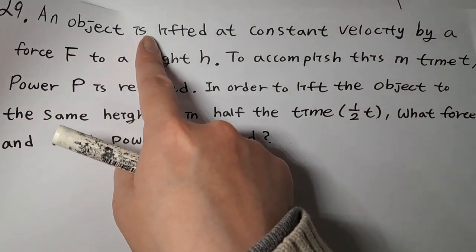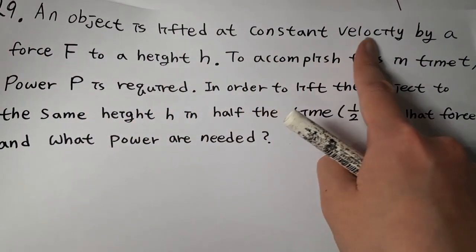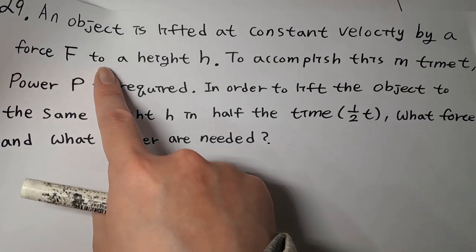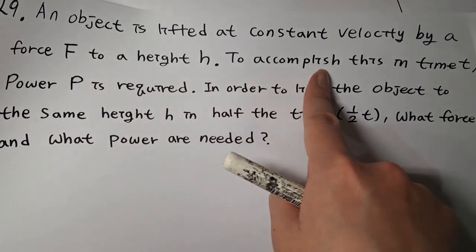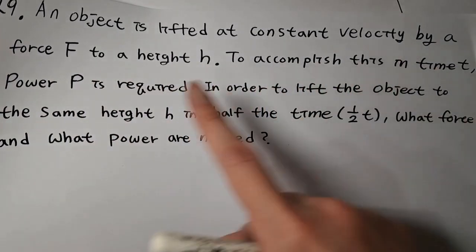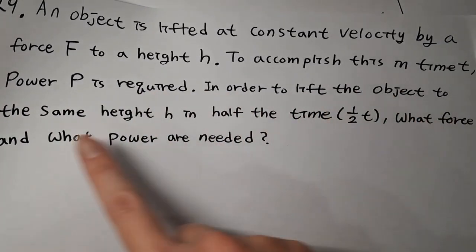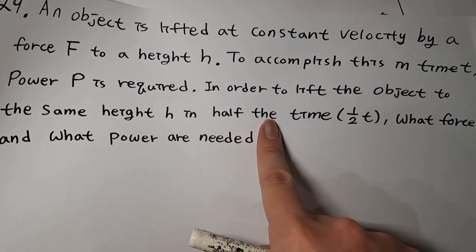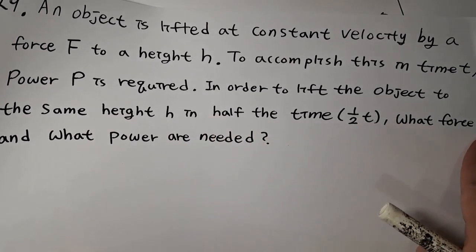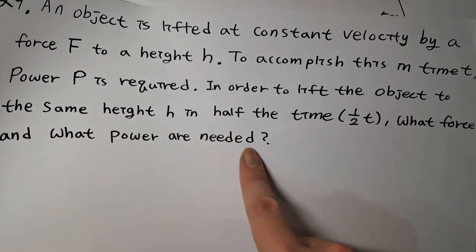An object is lifted at constant velocity by a force to a height. To accomplish this in time t, power is required. In order to lift the object to the same height in half the time, what force and what power are needed?